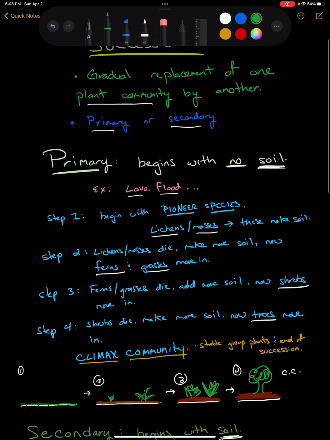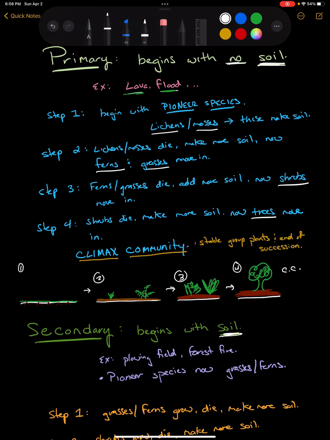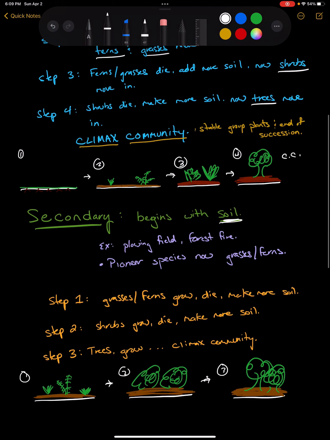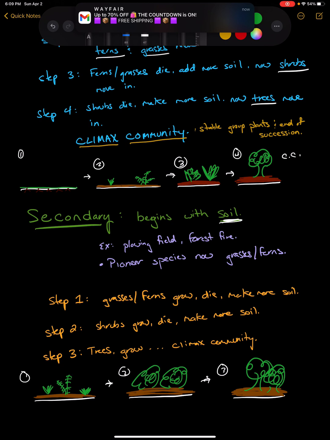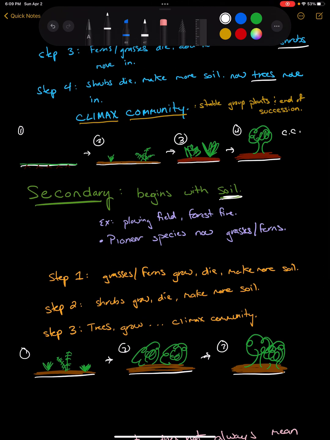But the big difference between the successional groups is primary begins with no soil, so that'd be like your lava and your floods. You start with a pioneer species that's going to make the soil, and then as plants live and die in that area, they'll add to the soil content until you get to the climax community. Versus secondary succession. Secondary succession is when I start with soil, like a forest fire or plowing a field, my pioneer species are now the grasses and ferns, but when those plants live and die, they add to the soil level until I get to my climax community.